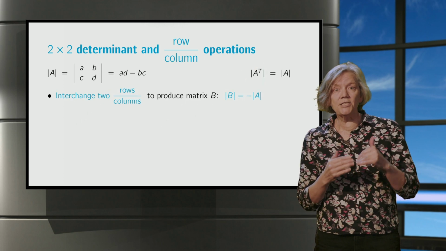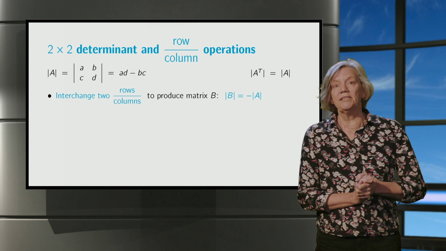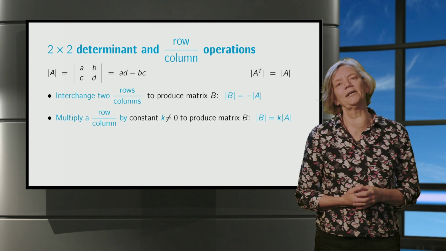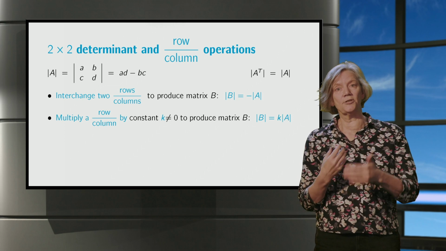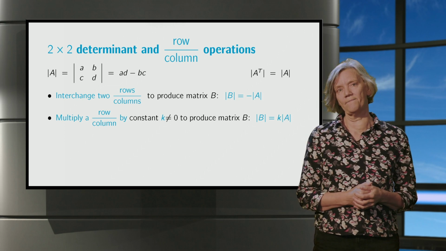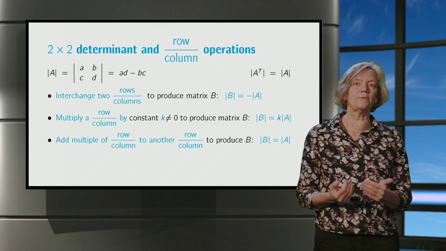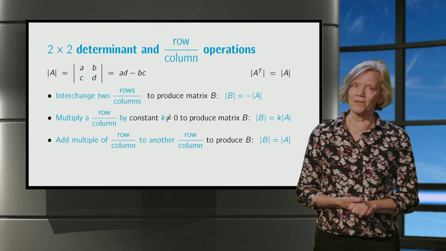If you interchange the two columns, the determinant gets a minus sign. If you multiply a column by a non-zero constant k, the determinant is scaled by that factor k. And if you add a multiple of a column to another column, the determinant does not change.